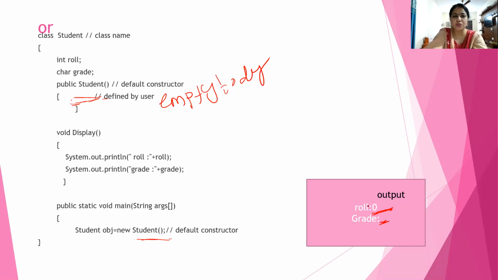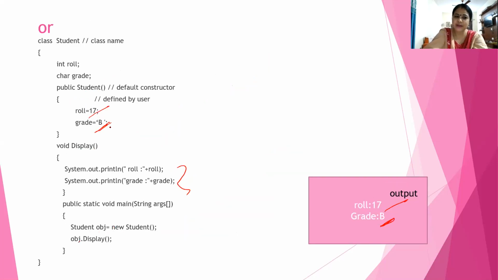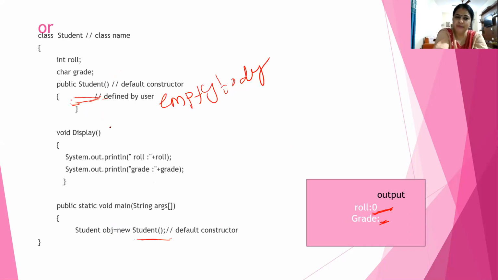So there are three procedures I have written. Just look here. First, I have initialized with 0 and nothing. Second, I have written with certain values, 17 and b, and third, with an empty body. All three are working. All are called a default constructor. Why is it called a default constructor? Because the parentheses do not have any argument or parameter, and the constructor name is the same as the class name. And it is activated through the new keyword.